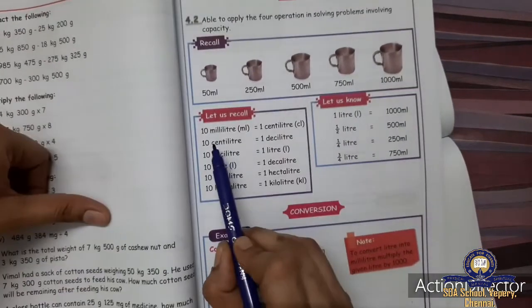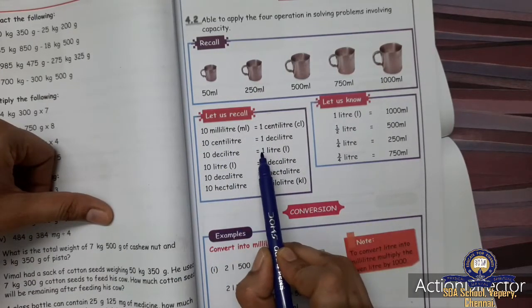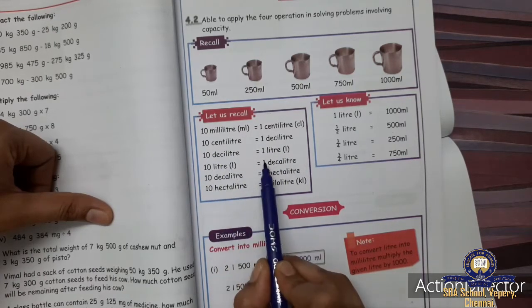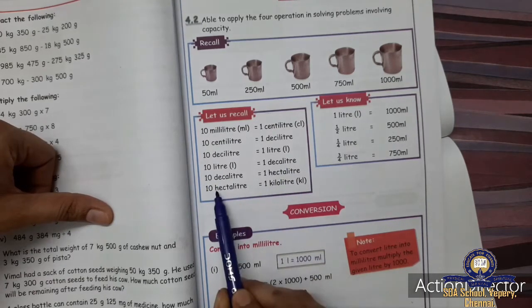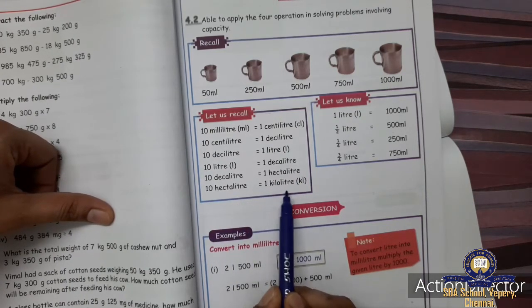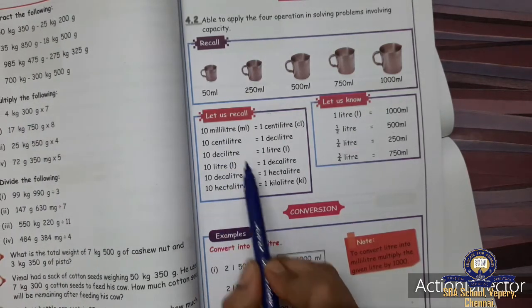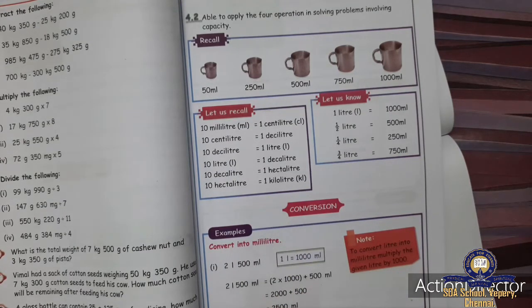Okay, so here 10 milliliter is equal to 1 centiliter, 10 centiliter is equal to 1 deciliter, 10 deciliter equal to 1 liter, 10 liter is equal to 1 decaliter, 10 decaliter is equal to 1 hectoliter and 10 hectoliter is equal to 1 kiloliter. Here also milliliter is the smallest unit and kiloliter is the largest unit. So which is the smallest unit? Milliliter is the smallest unit and kiloliter is the largest unit.